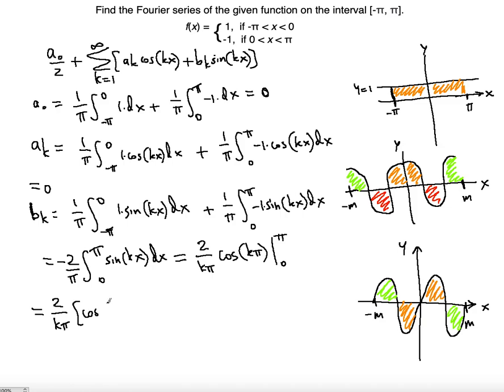cosine of, I'm sorry, there was a kx here. I don't know why I didn't write it. I'm sorry, not k pi but kx, cosine of kx. Okay. So that means we get cosine of k pi minus cosine of 0, using the fundamental theorem, which gives you two possibilities. So this means 2 over k pi multiplied by cosine of k pi minus 1, right, cosine 0 is 1. So it gives you two possibilities.